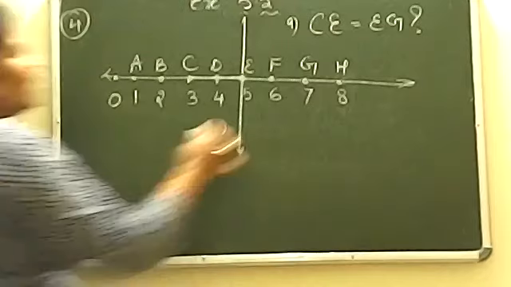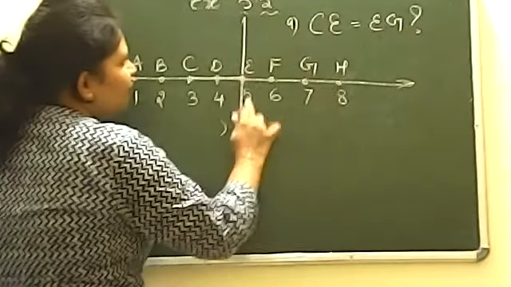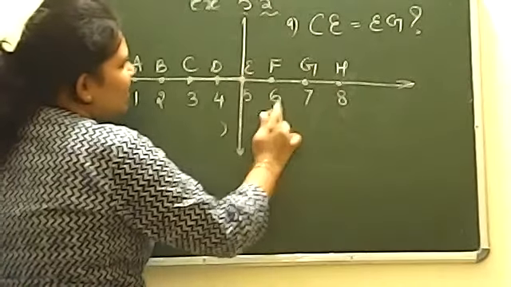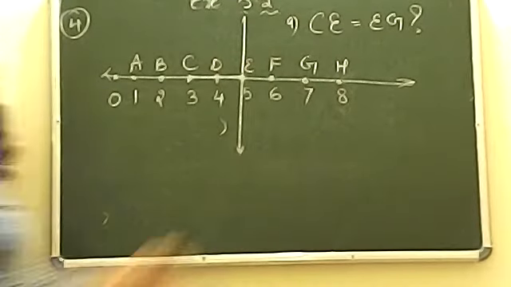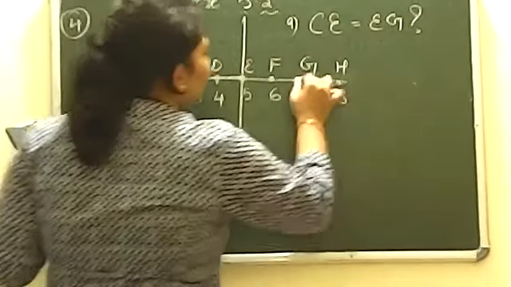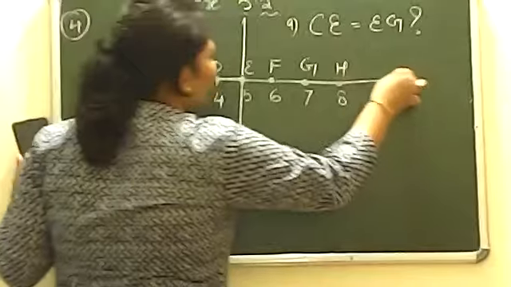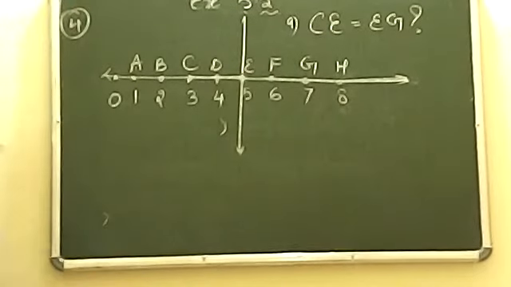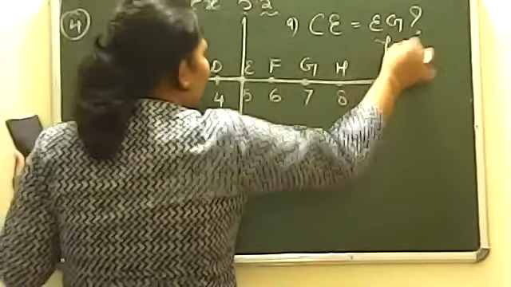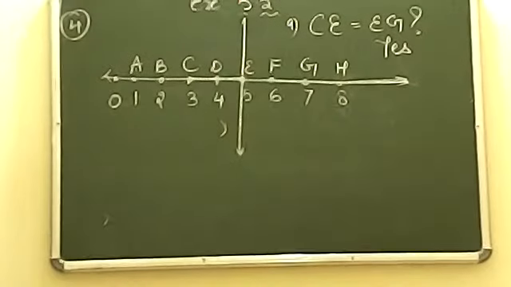Now let's see EG. EG, 5 to 7, 5 to 6, 6 to 7. Again 2 unit gap. Now what do you say? Are they equal or not? आप मुझे बताइए. By looking at the figure, you tell me, are they equal or not? Yes, absolutely right. They are equal. So the first one will be yes.